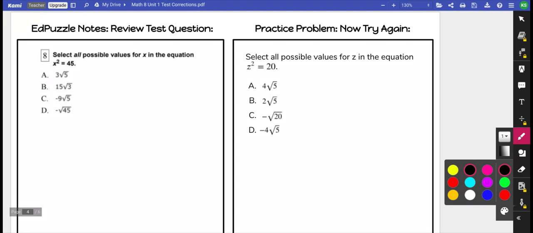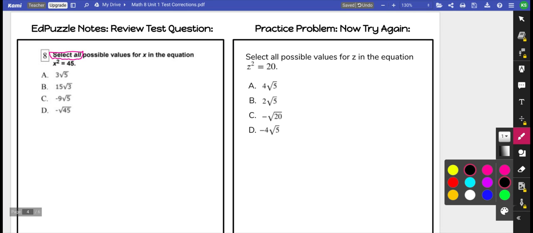There's an important thing right at the beginning. It says to select all. So that is very important. We need to select all. So I know there's at least 2 answers. Okay, so let's look at that. It says select all possible values for x in the equation x squared equals 45.